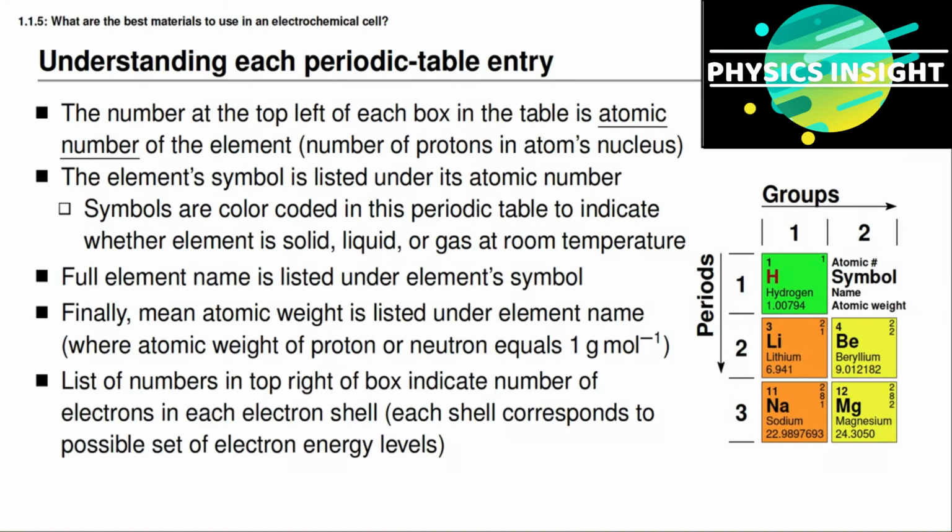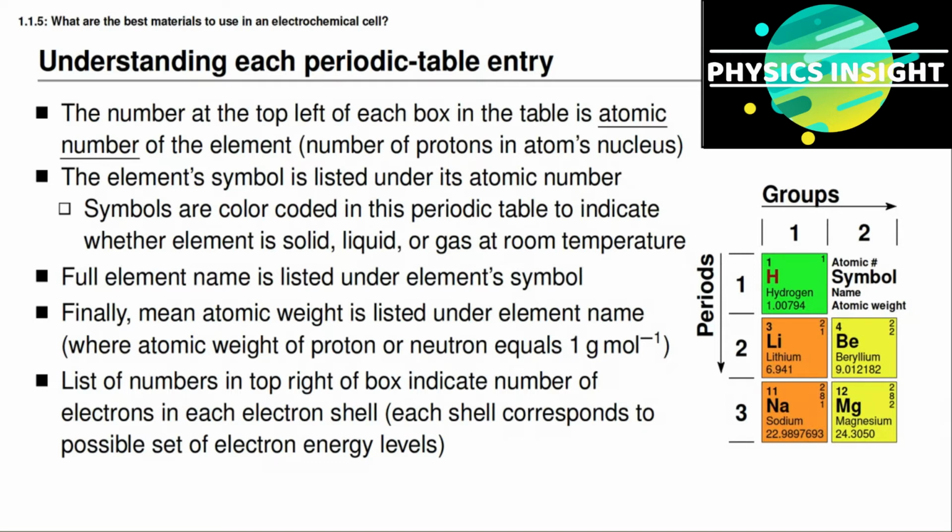Finally, the list of numbers on the right-hand side of the box indicates the number of electrons in each electron shell of that element. Describing where electrons exist in relation to the nucleus of an atom is actually quite a complicated subject, and it involves quantum mechanics. But for this course, it will be sufficient to think of the element in terms of a classic model where there are shells surrounding the nucleus, and each shell is capable of holding electrons.